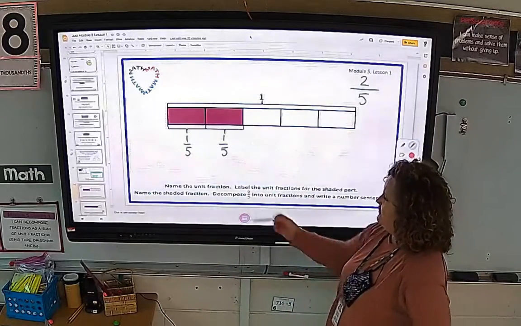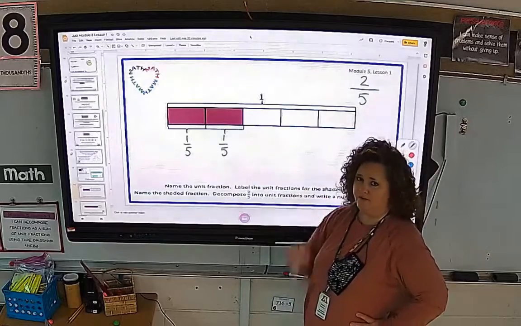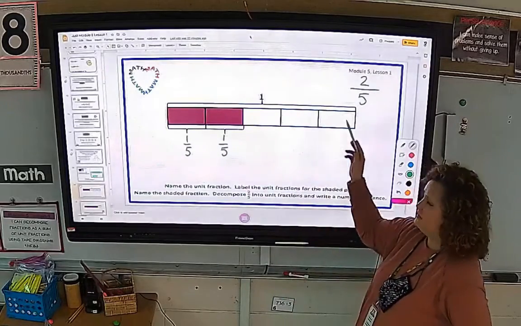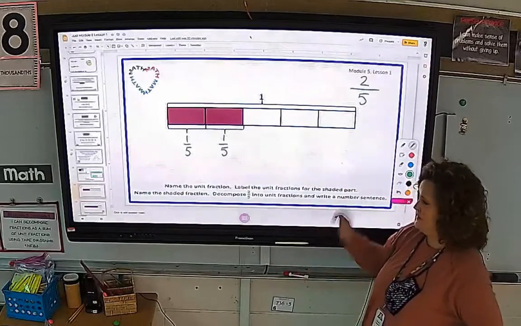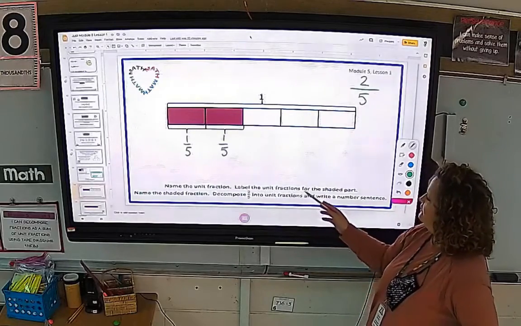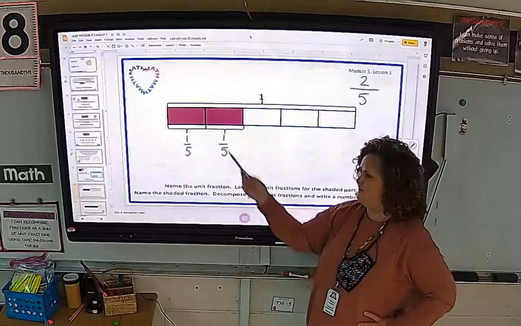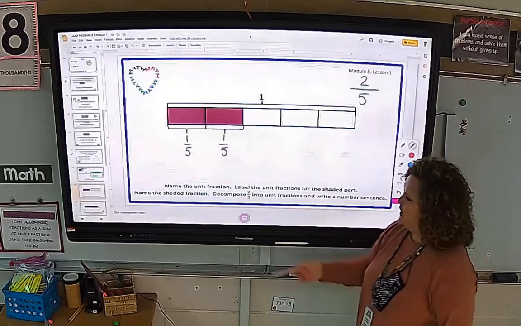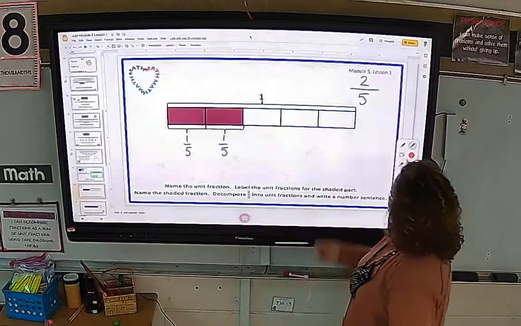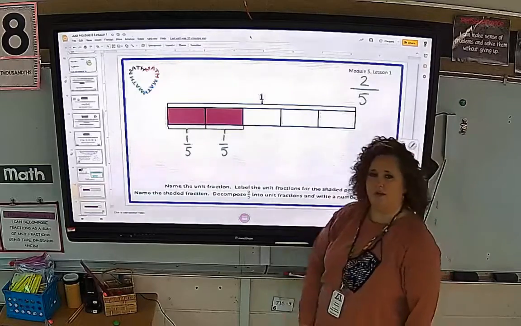Now, we've named the unit fraction. We know that's 1/5 because we counted our pieces. We did not get tricked. These are fifths. Label the unit fractions for the shaded part. We just did that. 1/5 and 1/5. We are good to go. Name the shaded fraction 2/5. We've already done that.